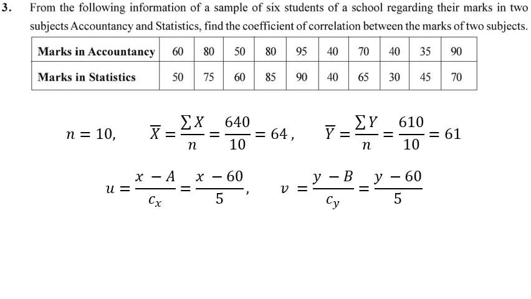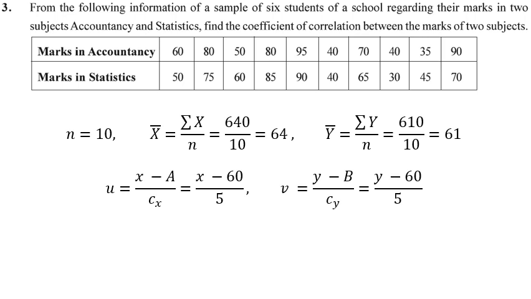So what I am going to do here, I am going to assume the A for u as 60, which is also divisible by 5. So x minus 60 divide by 5. If I take a value which is not divisible by 5, then it kills the purpose of using the UV method. For V, I will assume B as 60.